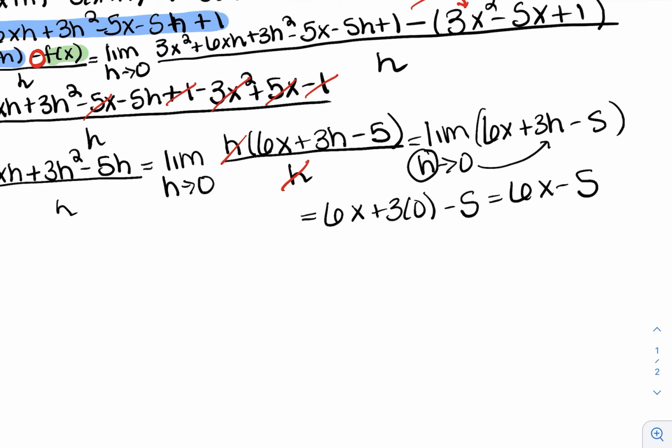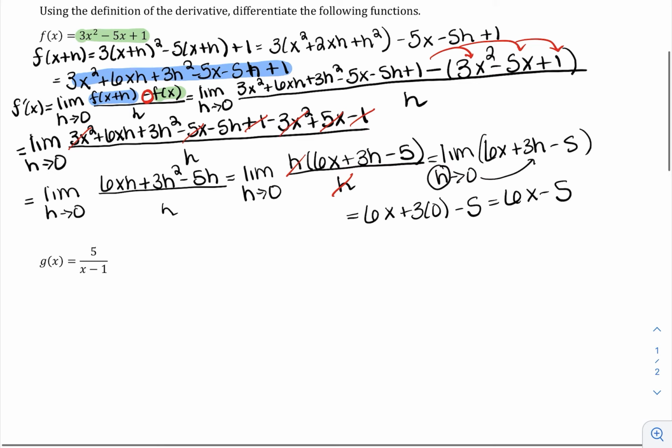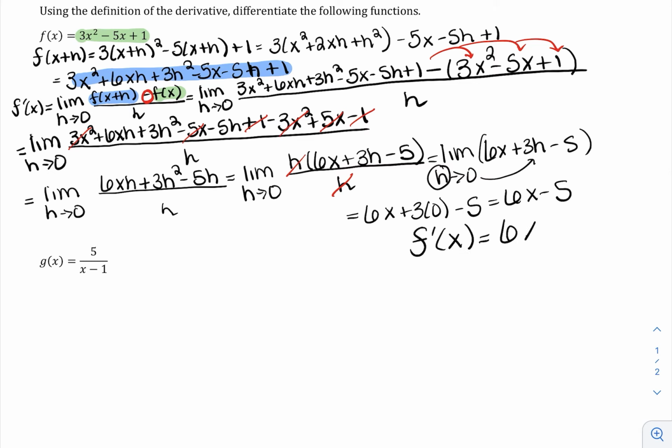So this is the derivative. I'm going to write my final answer, all nice. F prime of x, I have to label my function, 6x minus 5. So this is the instantaneous rate of change, or for short, rate of change at any x of the function.